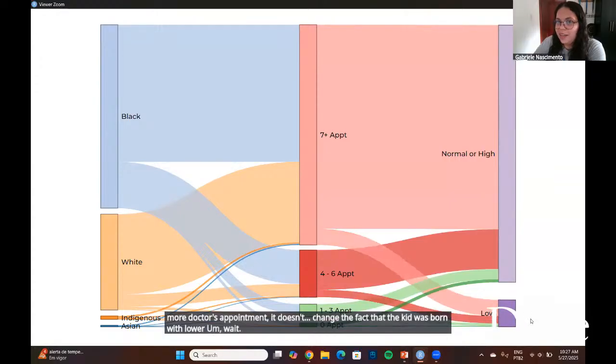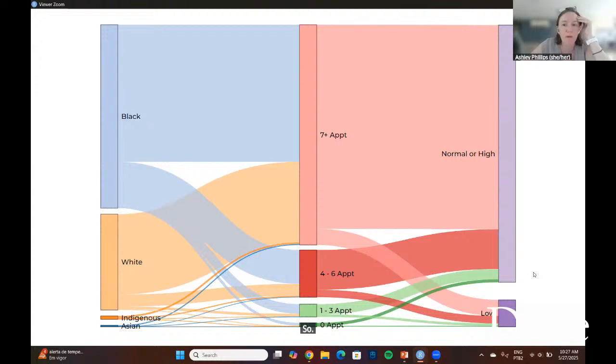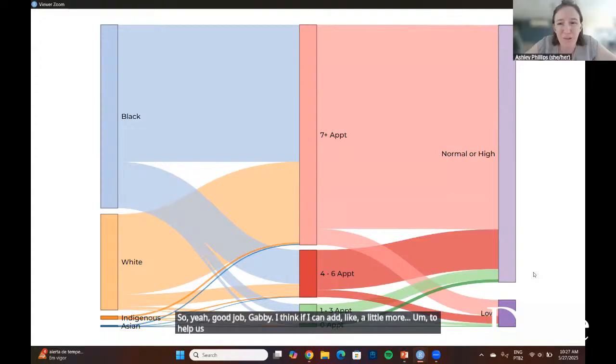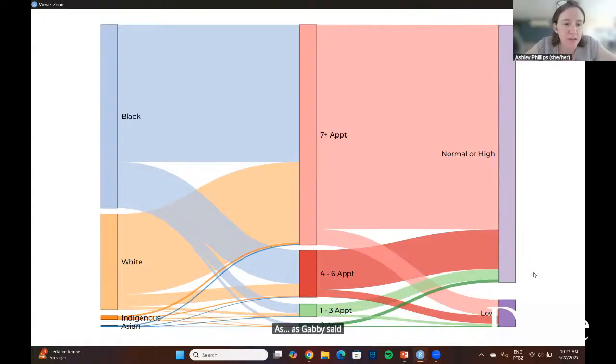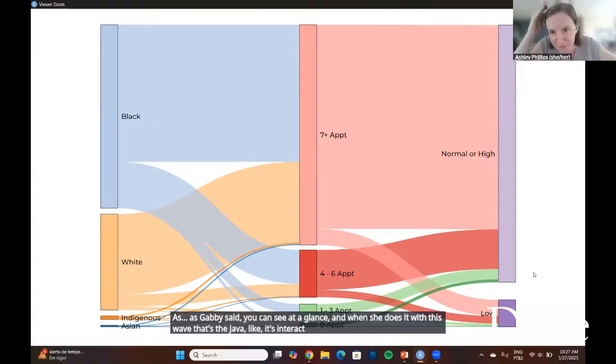Does that make sense? So, yeah, good job, Gabby. I think I can add a little more to help us understand the utility of this kind of diagram. As Gabby said, you can see at a glance, and when she does it this way in the JavaScript version, it's interactive, which is nice. Obviously, in our publications we might not be able to do that, but we could add some of those details in the figure, perhaps. But it tells us a few things.